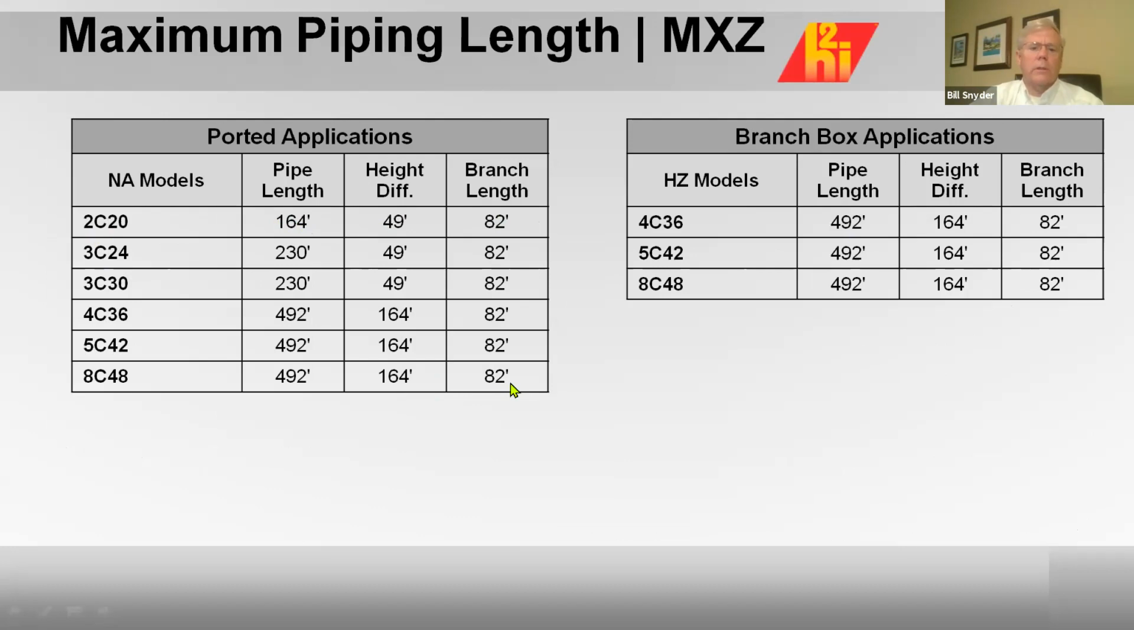Still a nice long distance. But on these units with the branch box here, these can go 492 feet total. If you add up all the zones and don't go over 82 feet, you can have a total pipe length of 492 feet with 164 feet of total differential separation. And these are branch boxes again, 142 feet or 192 feet and 164 vertical feet, but no branch length can come over 82 feet.